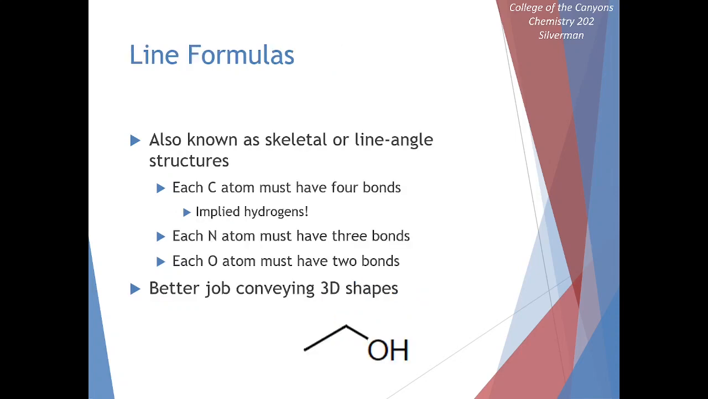If we go even further than that, our line formulas, well, the carbon atoms are drawn as pieces of our line. Our hydrogens are omitted if they're attached to carbons, and we just get to understand that there are enough hydrogens to complete those octets.